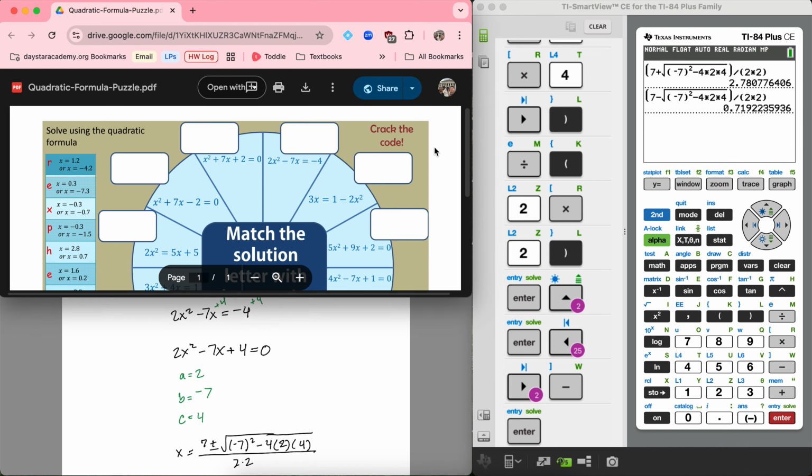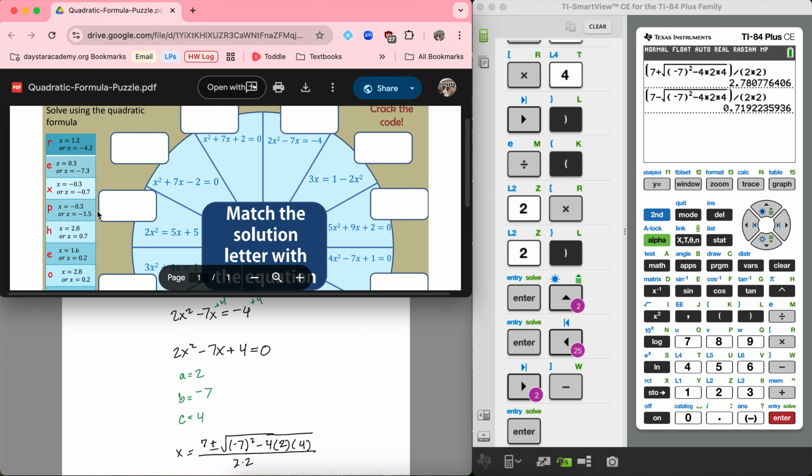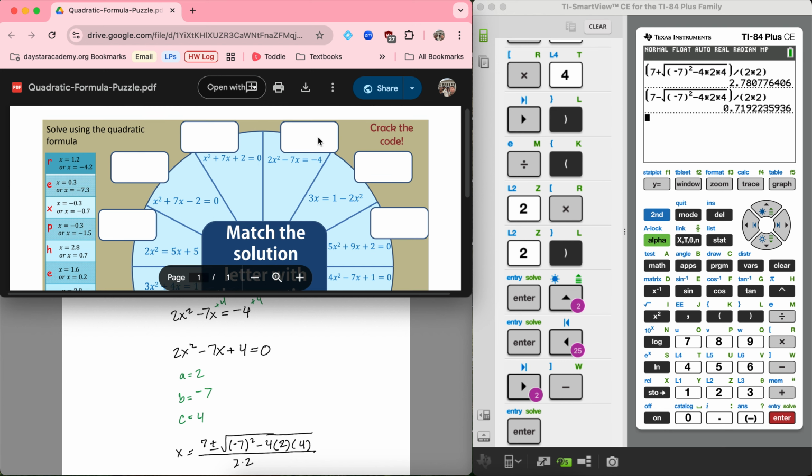So let's see if we have that on our answer sheet. 2.8, 0.7. That means the letter H should go right here in this box. Okay, good luck with the rest.